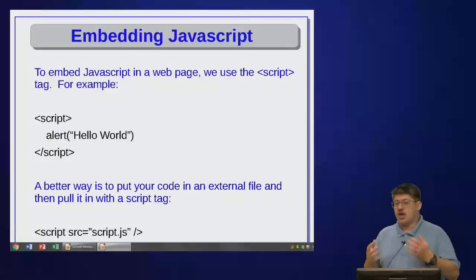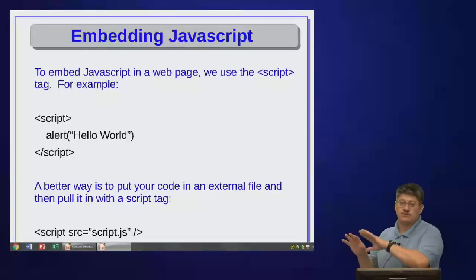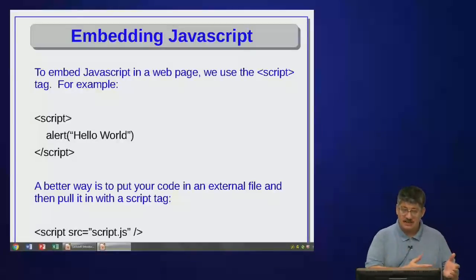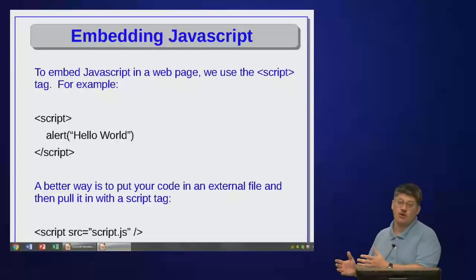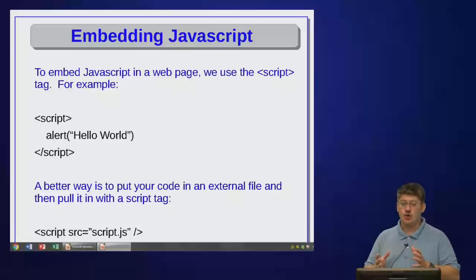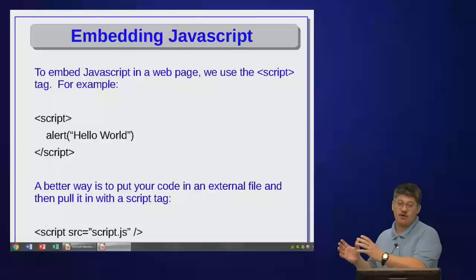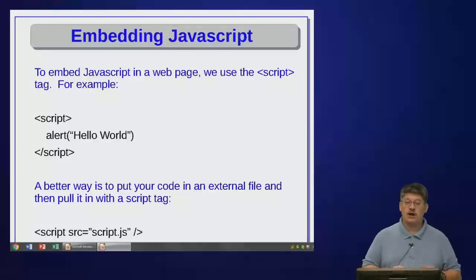This is really not the best way to do things. It's great for testing and debugging and for real short prototypes and things. But in a production system, we want to separate content from presentation from control. And so to do that, we want to put our control, our JavaScript files, into a separate place, a separate file on the server. So we can do that by creating a file that has the JavaScript code in it, the alert hello world, and then pulling it in with a script tag that has a source attribute.